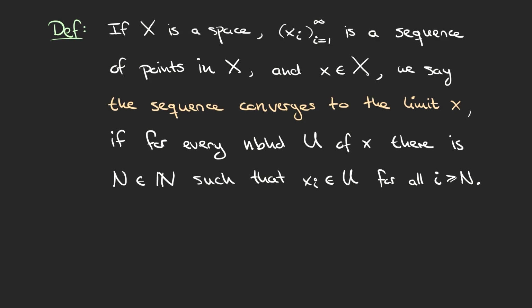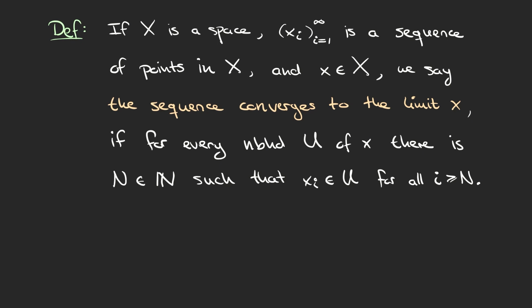Finally, let's turn to convergence of sequences. We suppose that X is a topological space and that x_i is a sequence of points in that space. Moreover, we have some point x in X, and we say that the sequence converges to the limit x if for every neighborhood U of x there is some natural number N such that all the members of the sequence lie within that neighborhood for all indices greater than that natural number.